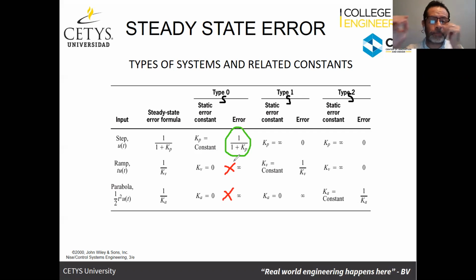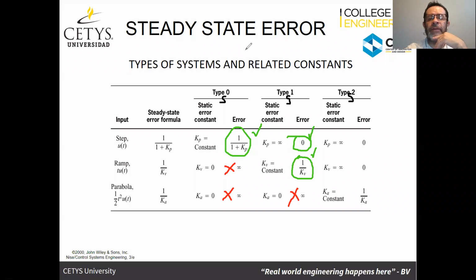If the system is type 1, meaning that we've got an S in the denominator, it's going to have a very good response with regards to the step. It's going to have a constant error with regards to the ramp. So it's not going to exactly follow the object, but at least the error isn't going to grow. However, it's not going to be able to do its job with regards to the acceleration.